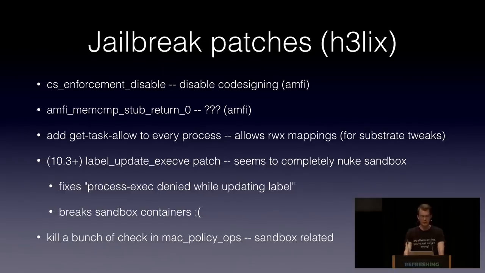Another flag is CS enforcement disable. Set that to 1 to disable code signing. So AMFI, which is Apple Mobile File Integrity, is a kext which handles the code signing checks. So in that kext, it imports the memcmp function. So there's a stub. And one of the patches is to patch that stub to always return 0 by some simple gadget. So what this does is whenever it compares something in the code, it would just always say that the compare succeeds and is equal.